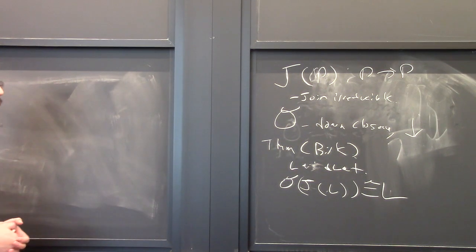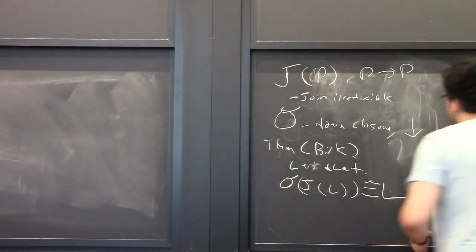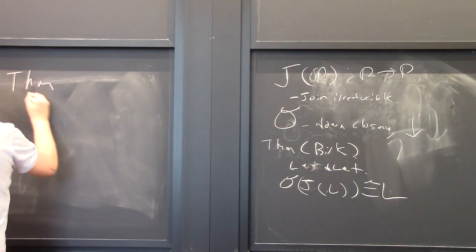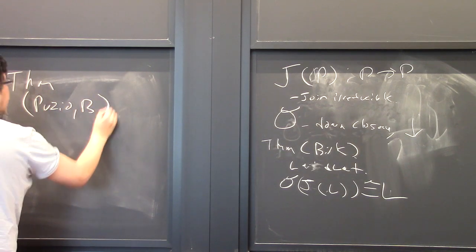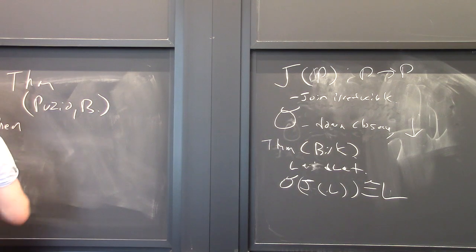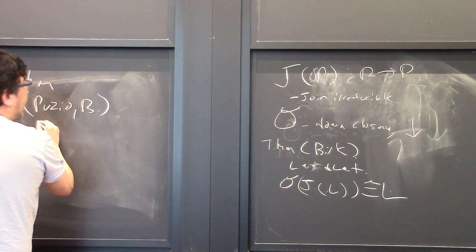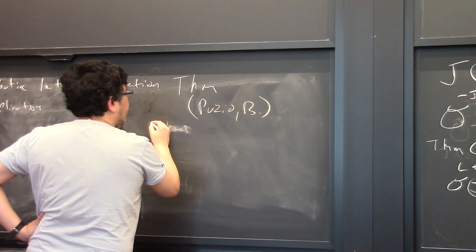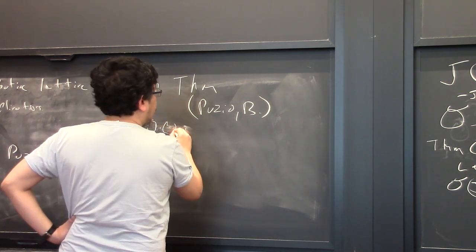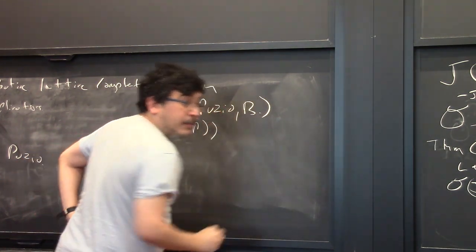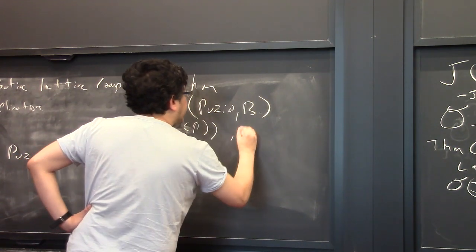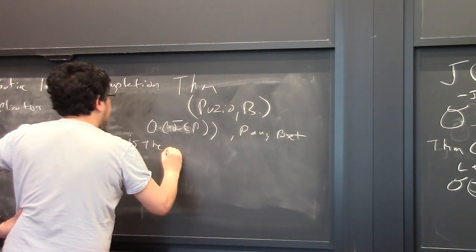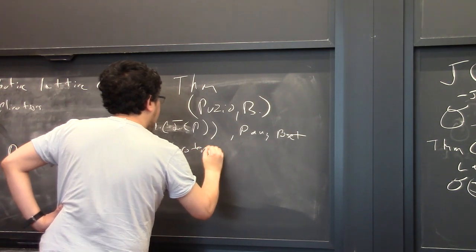So here's the thing that, for some reason, doesn't seem to have been observed until now. Let's call it a theorem. Let's use this board. Theorem, Puzio, me. We'll say O of J of P. That was L, a distributive lattice. That's Birkhoff duality. O of J of P, P any poset, is the idempotent distributive lattice completion.